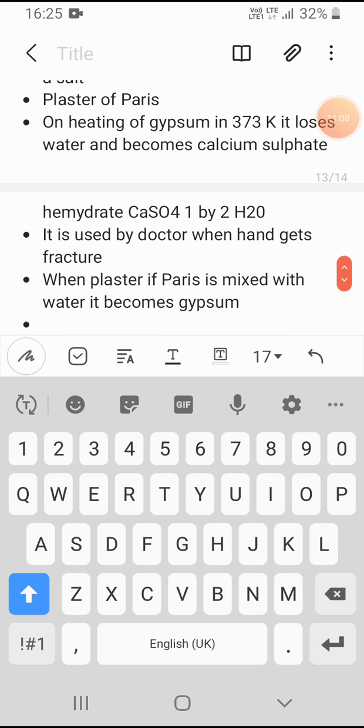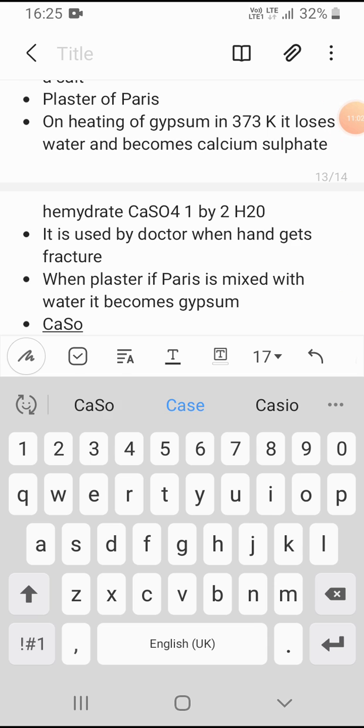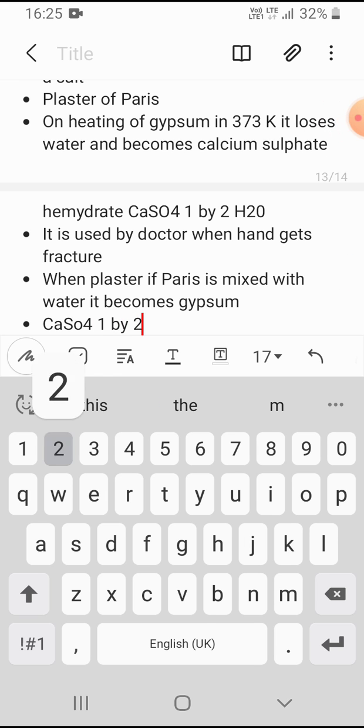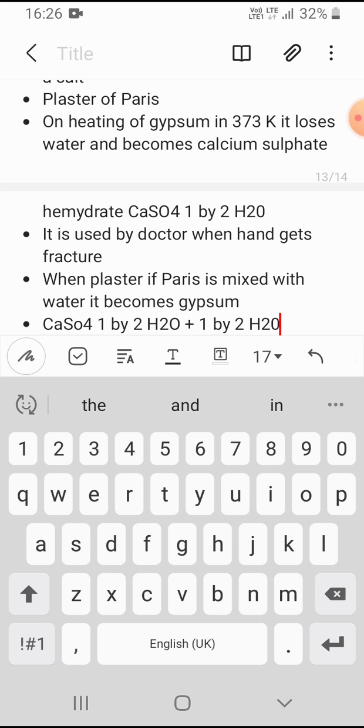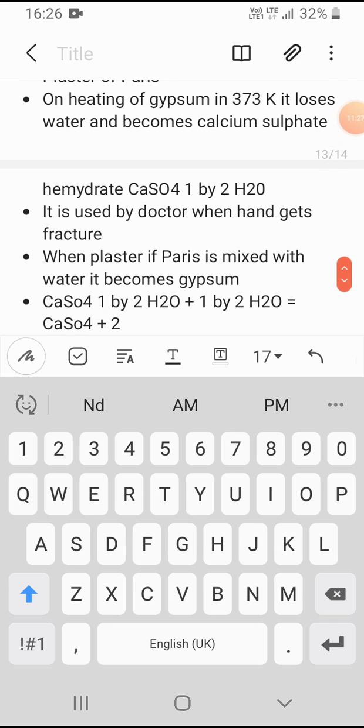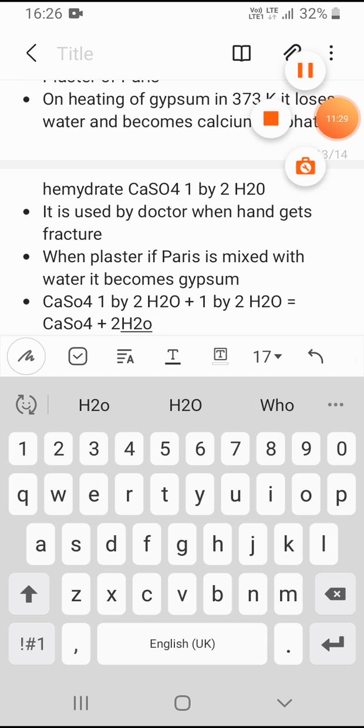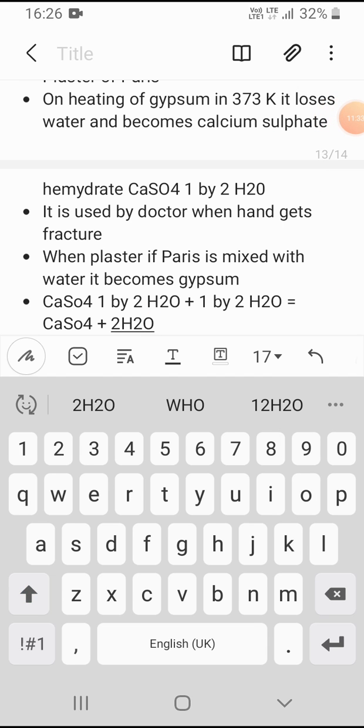The formula of calcium sulfate hemihydrate is CaSO4 1/2 H2O. When water is added, it becomes CaSO4 plus 2 H2O. So CaSO4 plus 2 H2O is gypsum, and CaSO4 plus 1/2 H2O is plaster of Paris, or you can say calcium sulfate hemihydrate.